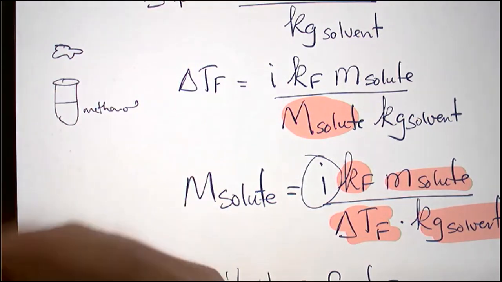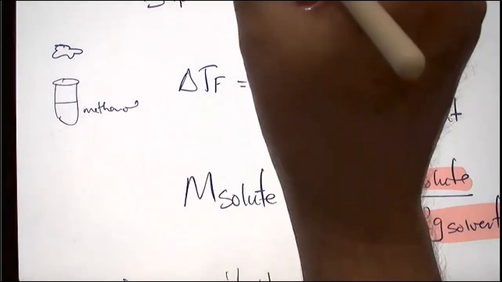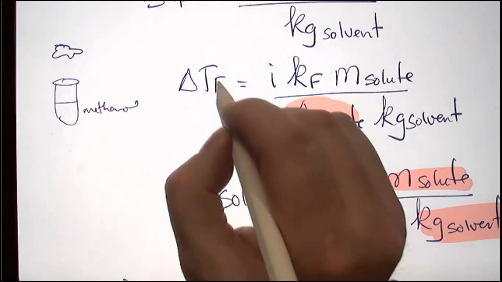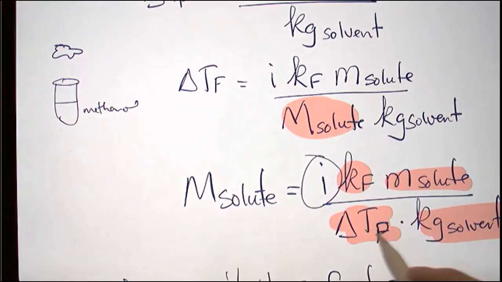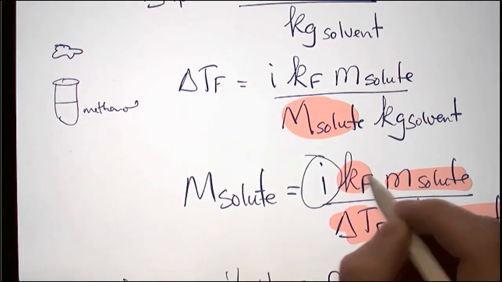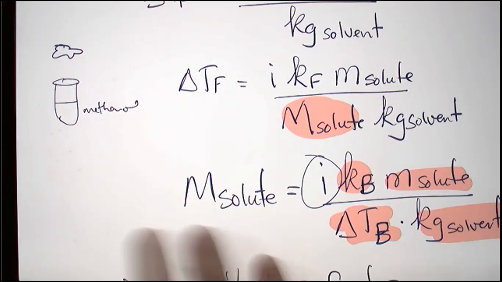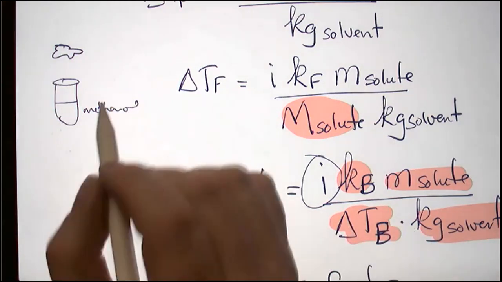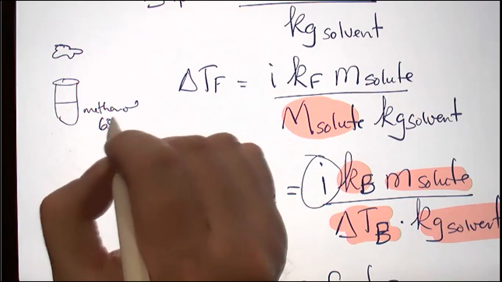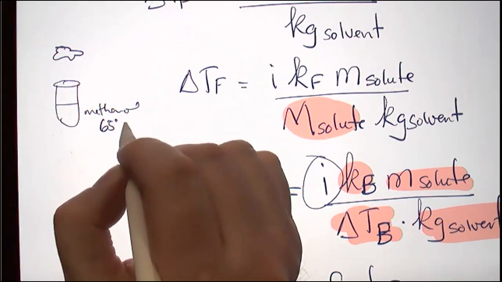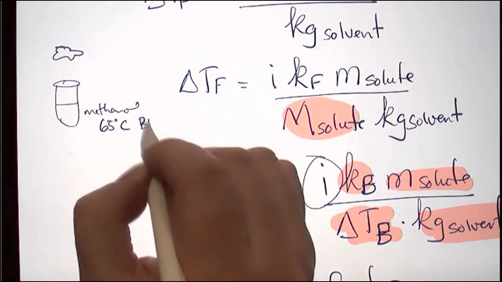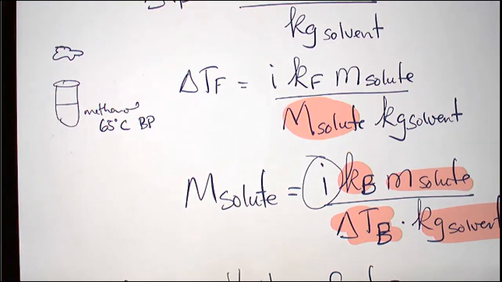Okay, I'm going to change this, because that's an unrealistic thing. Instead of freezing point, let's talk about boiling point. It's the same idea, right? Boiling point, we'd have a delta TB instead of delta TF. We'd have a KB instead of a KF. The same thing. So methanol, grade 9 science, you may remember, boils at 65 degrees Celsius. That's its boiling point.